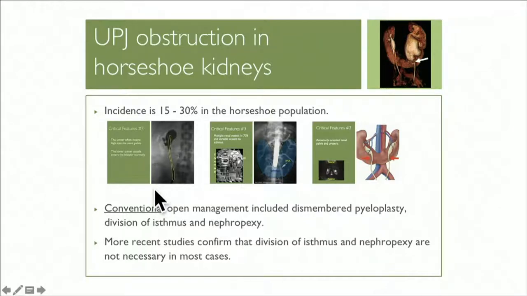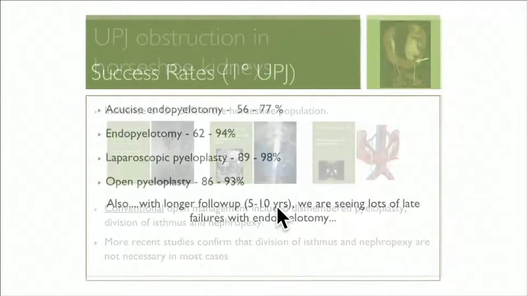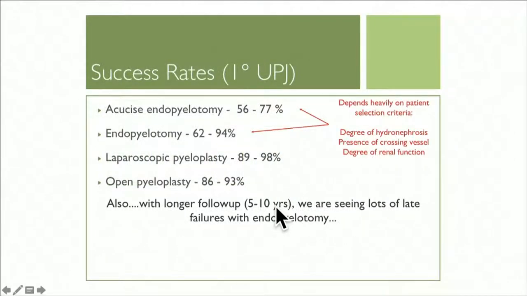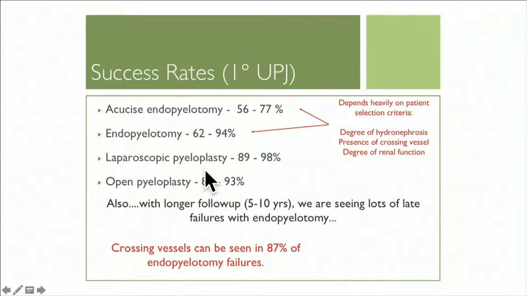Conventional open management included a dismembered pyeloplasty and division of the isthmus and a nephropexy. Most studies suggest that division of the isthmus and nephropexy are not necessary to achieve your goals in the UPJ with the horseshoe kidney. Again, in general, we know that pyeloplasty has a much higher rate of success as compared to endopyelotomy in UPJ obstruction. And remember that horseshoe kidneys have lots of extra vessels, so crossing vessels are very common. This is probably not a great setting for the endopyelotomy.